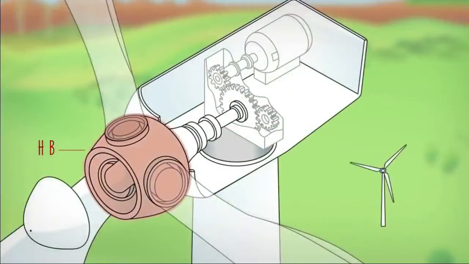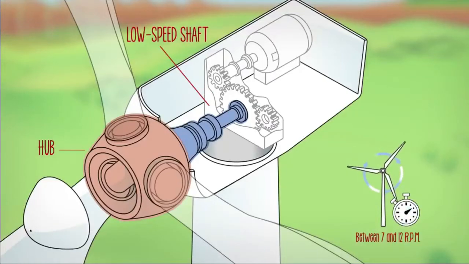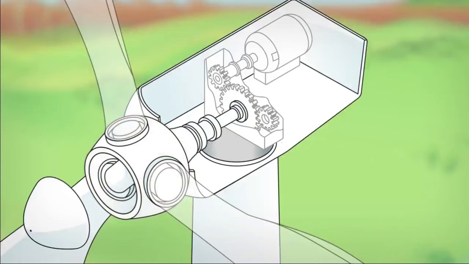The blades are attached to the wind turbine through the hub, which is coupled to the low-speed shaft. The low-speed shaft is given this name because it spins at the same speed as the blades, between 7 and 12 revolutions per minute. To produce electricity, it is necessary to increase the turning speed of the low-speed shaft.